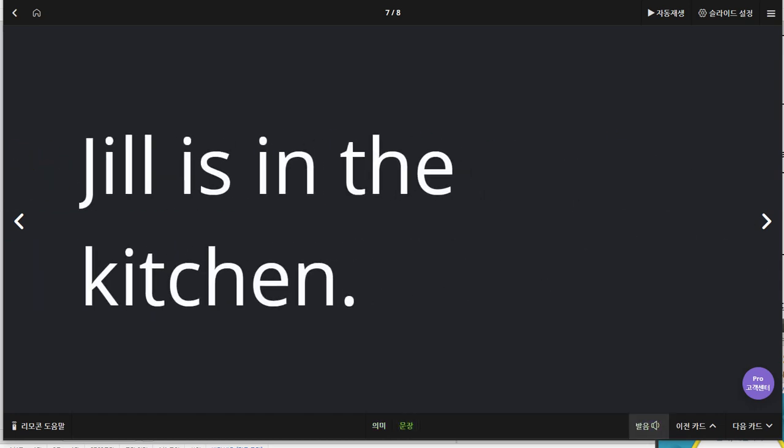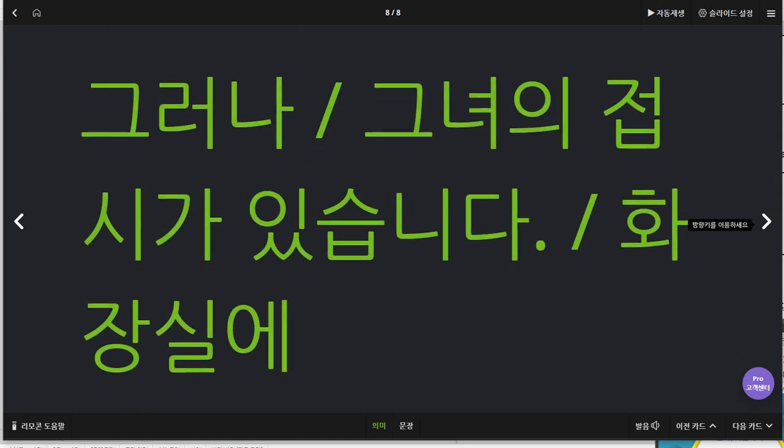네? 여기 똑같은 질문이 계속해요. 네. 그 위치를 나타내는 표현을 패턴처럼 익힌 거예요. Jill is in the kitchen. In the kitchen이란 대답 듣고 싶어 뭐라고 부른대요? Where is Jill? Jill 어디 있나요? She is in the kitchen. 그녀는 부엌에 있습니다. 네, 그러나 그녀의 접시는 화장실에 있어요.